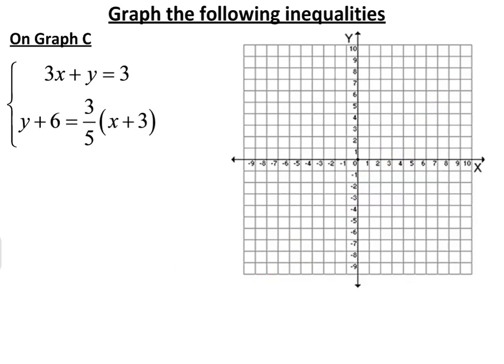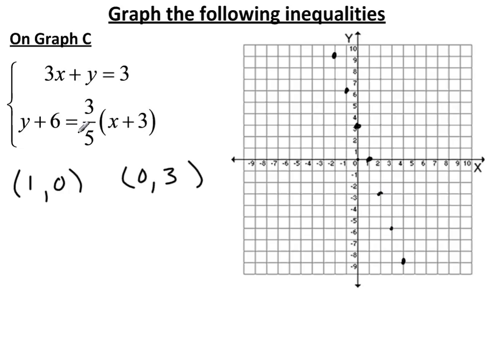Let's look at this one. Again, it's in standard form, so it should be pretty easy to get my x- and y-intercepts. I'm going to substitute 0 in for y to get an x value of 1. I'm going to substitute 0 in for x and get a y value of 3. So (0, 3) and (1, 0). My slope is up 3, left 1, up 3, left 1, or down 3, right 1.